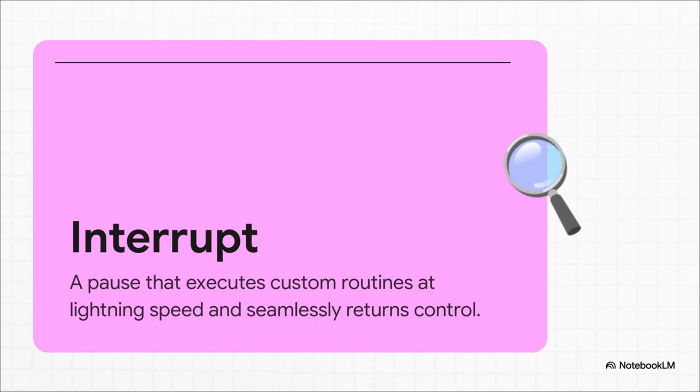Since we know the processor can literally only do one thing at a time, that perceived multitasking is actually built on an illusion of perfect split-second timing. The secret sauce making this all possible is something called an interrupt. Think of it exactly as it sounds.